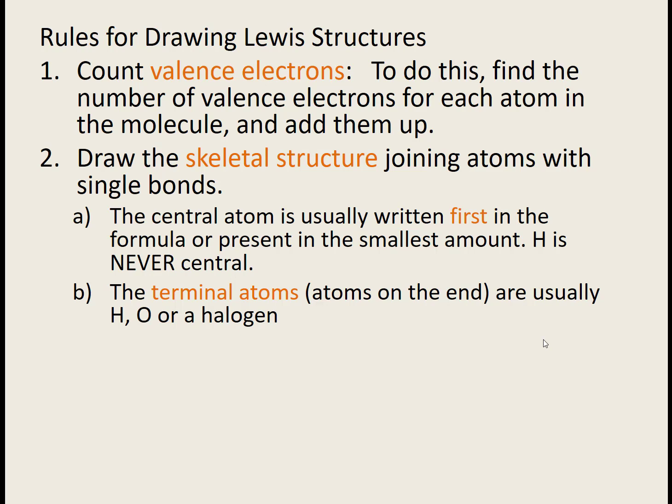The central atom is usually written first in the formula, or is present in the smallest amount. So if there's only one of something, it might be the central atom. You should never, ever, ever put hydrogen as the central atom. It's too small. It can only bond once. Also, other elements that should never go in the center are your halogens. These are called terminal atoms. So hydrogen's a terminal atom, halogen's a terminal atom, oxygen sometimes is. So just watch out for that.